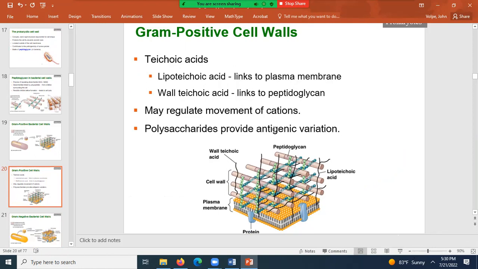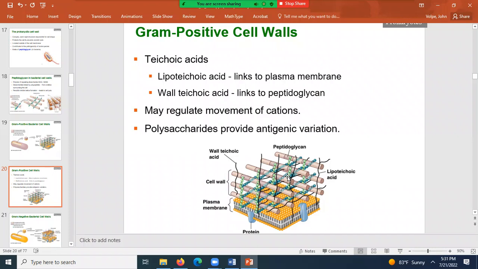There can be polysaccharides in the gram-positive cell which provide antigenic variation. So one strain of a bacteria can have a polysaccharide on it, which then can be recognized by the immune system, and that's what we mean by antigenic variation. Whereas another strain either has a different polysaccharide or no polysaccharide, and then the immune system can't use that to mount an immune response.